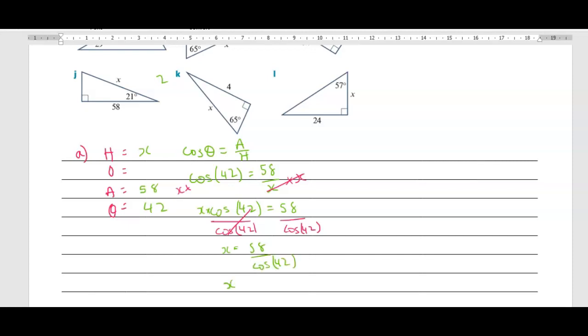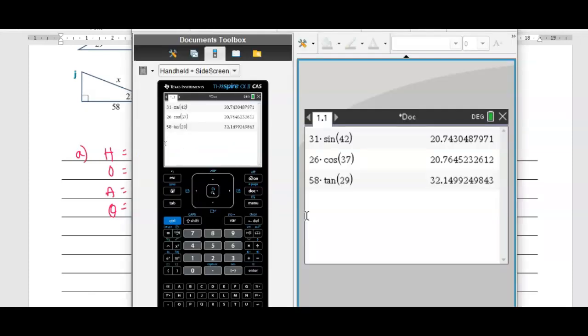And we can just put that into the calculator. So 58 over cos 42. 58 divided by cos 42. Is that 78.05?